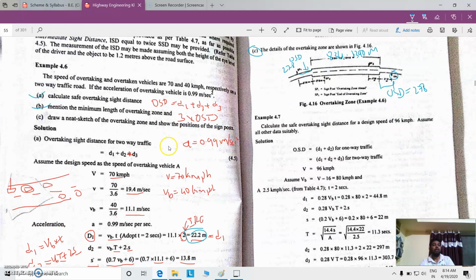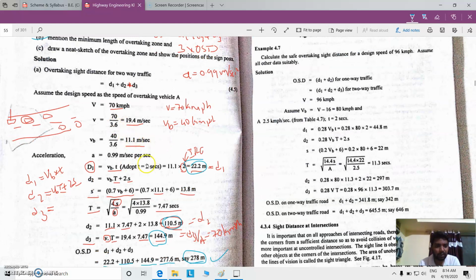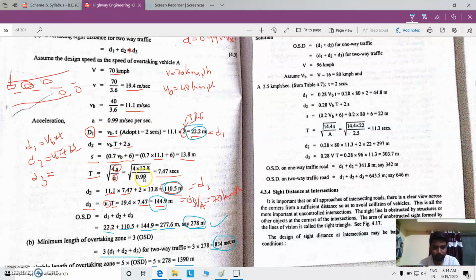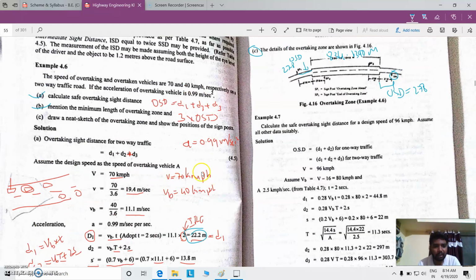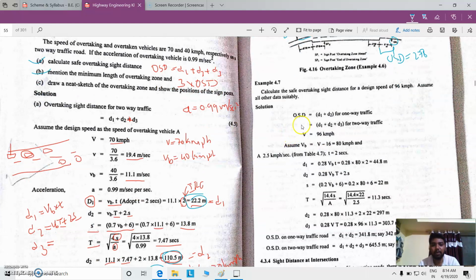We just need to remember the reaction time of the driver, and then d1, d2, d3. After all, the acceleration value, if it is not given, we have to take from the table, right? This is the type of problem, and we are left with one-way traffic. Here the same content is discussed in this problem.